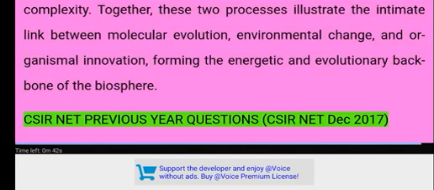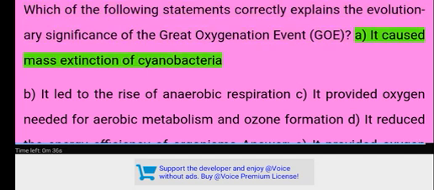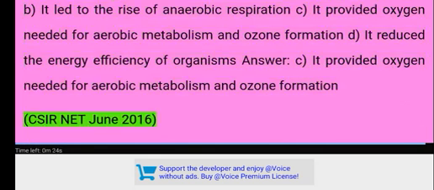CSIR-NET Previous Year Questions. CSIR-NET December 2017. Which of the following statements correctly explains the evolutionary significance of the Great Oxygenation Event? A. It caused mass extinction of cyanobacteria. B. It led to the rise of anaerobic respiration. C. It provided oxygen needed for aerobic metabolism and ozone formation. D. It reduced the energy efficiency of organisms. Answer. C. It provided oxygen needed for aerobic metabolism and ozone formation.